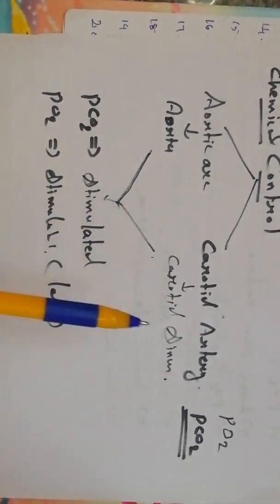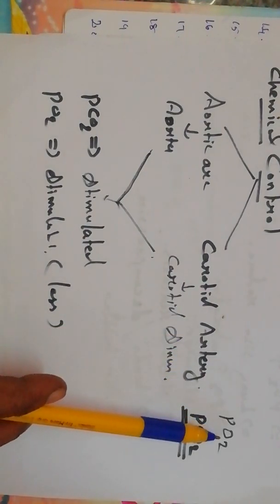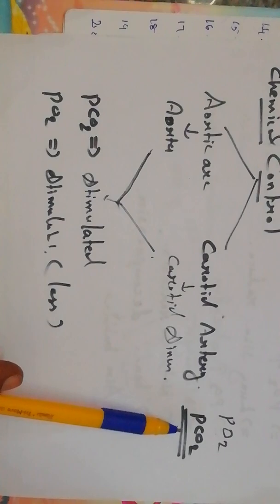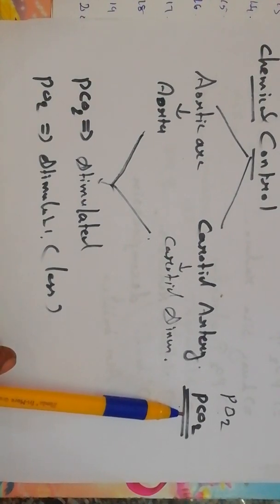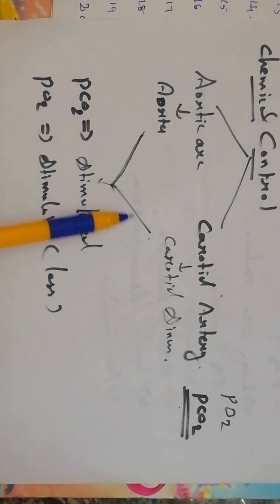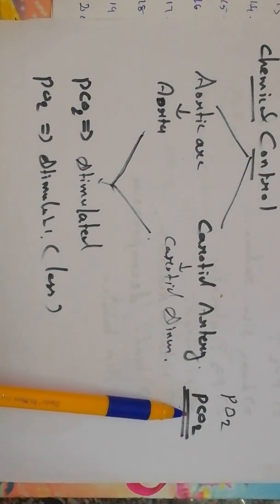Let us see. First we can talk about the two major gases, one is oxygen and another one is carbon dioxide, right? So let us talk about carbon dioxide first. When the carbon dioxide level is increasing, these two regions will be stimulated. I hope you know about partial pressure, right? So when the partial pressure of carbon dioxide is increasing, these two regions will be stimulated.